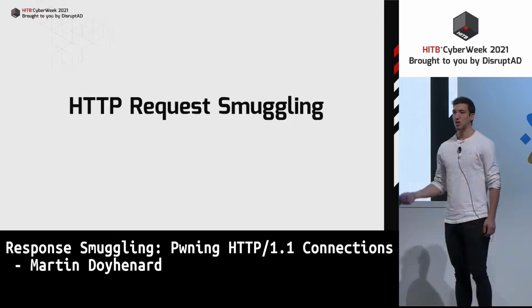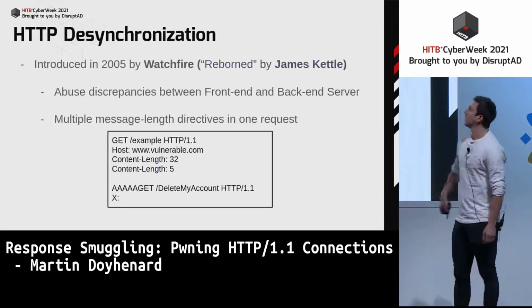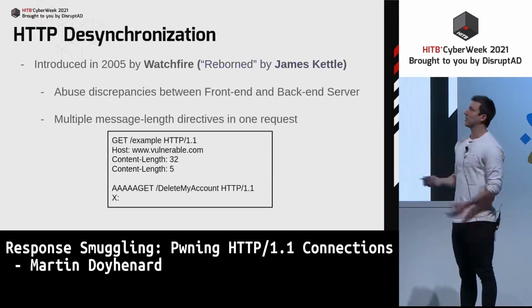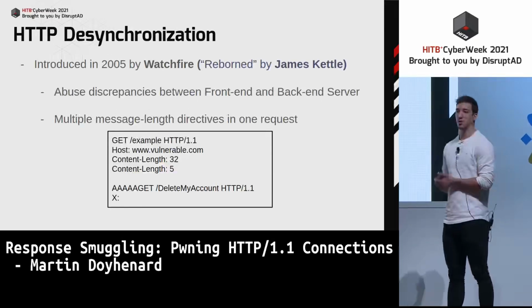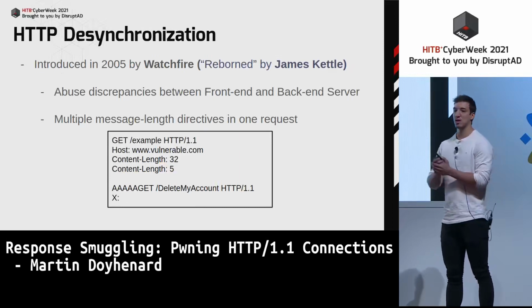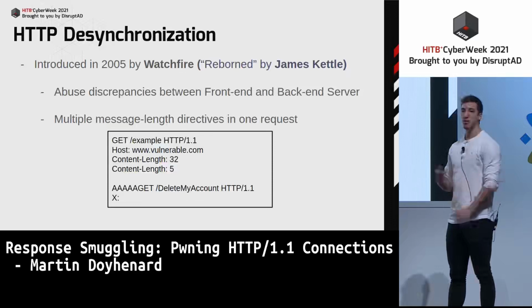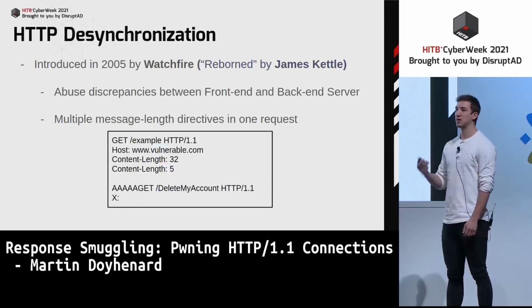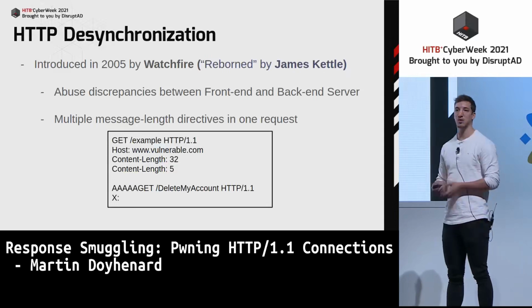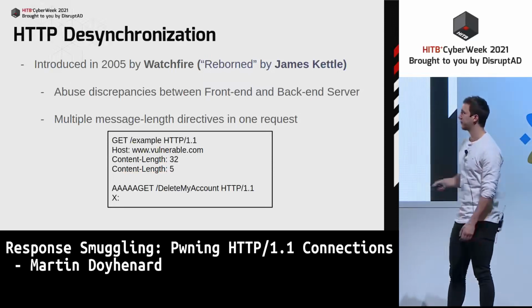So, what is request smuggling? The idea behind request smuggling is to exploit HTTP desynchronization vulnerabilities, and this kind of vulnerability was discovered in 2005 by Watchfire and reborn in 2019 by James Kettle, who presented a set of methodologies that could be used to exploit this kind of vulnerability in a much more reliable way.